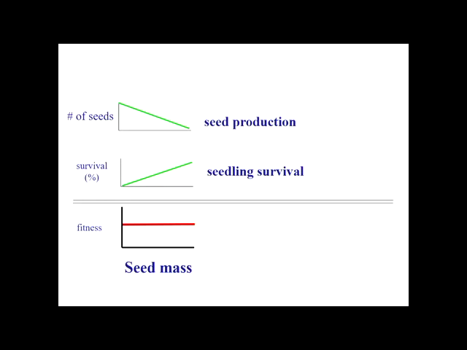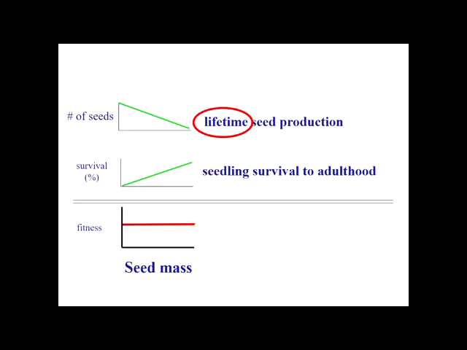But what went wrong here is that we got a little fuzzy in our thinking. We thought, well, you know, the lifetime fitness, those would counterbalance out. But if you actually want to know the lifetime fitness, you need to do more than just think about seed production and seedling survival. You need to think about how many seeds the plant gets to produce during its whole life and how many of those seedlings survive all the way to adulthood.